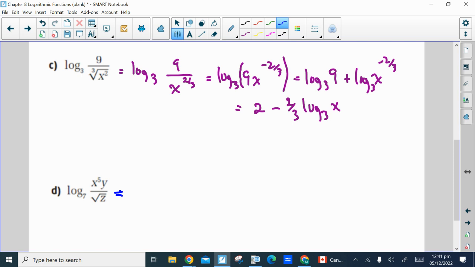Question D. These will all be written as log base 7.